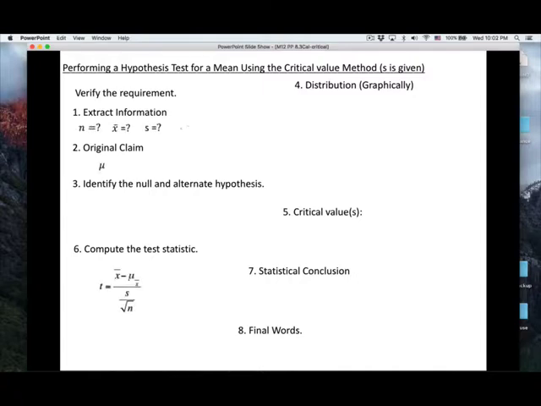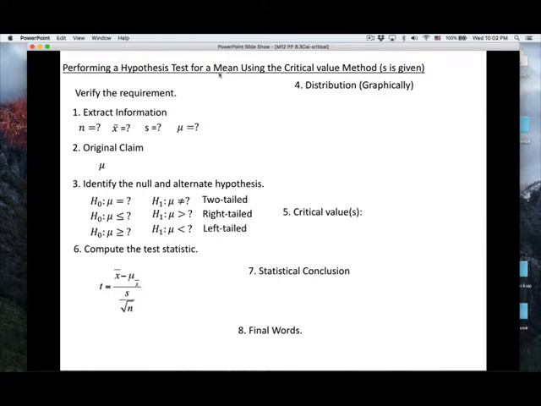Okay, we covered this part already. Steps 1, 2, 3, 6 are exactly the same as your p-value method. So number 4, the distribution. For example, we are working on the left tail example. Okay, left tail, and this is the critical value method.